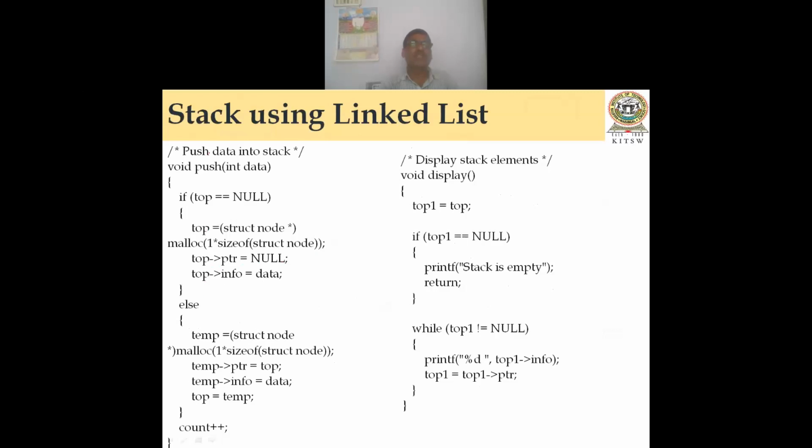Else if top is not equal to null, that means there are some nodes already in the stack. Then we are creating the temp node, and then temp arrow pointer is equal to top. Top arrow info equal to data. Top is equal to temp. So count plus plus. So like this, when we are pushing the elements, we are counting these nodes also.